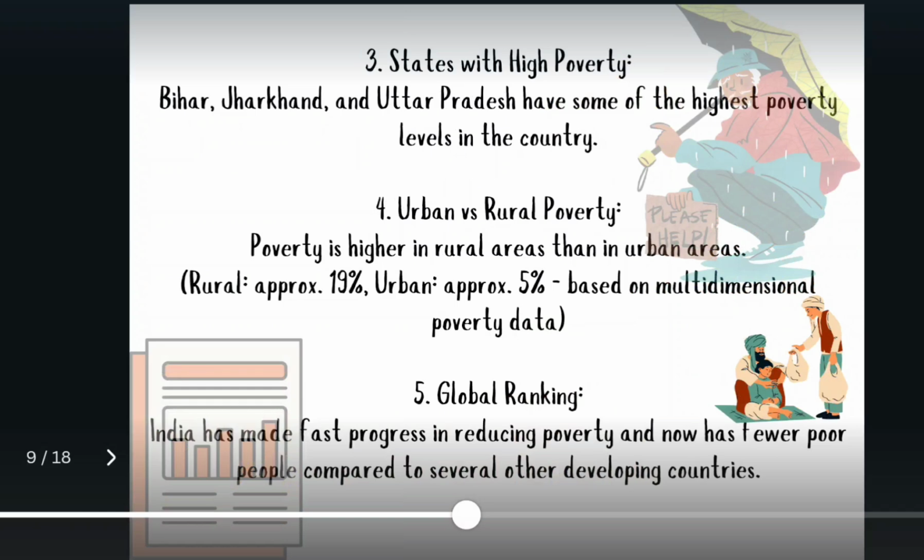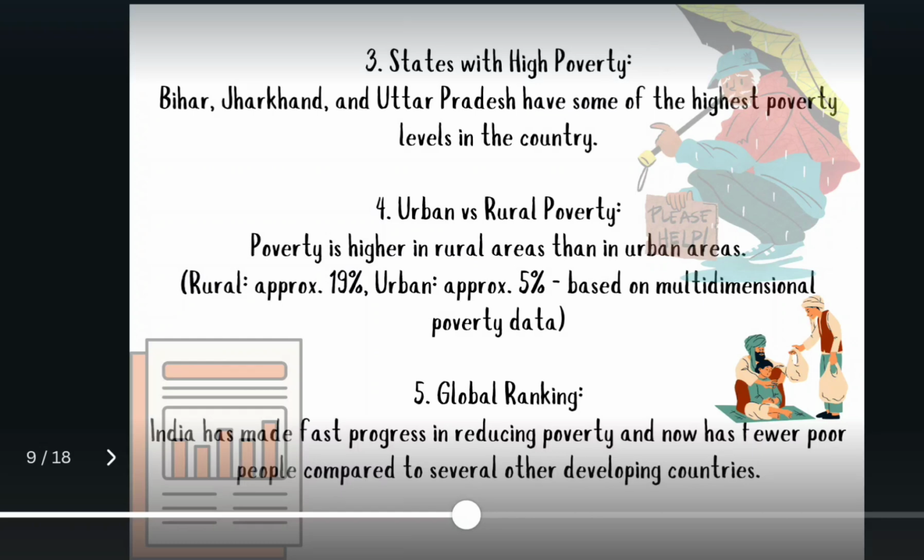States with high poverty. Now, Bihar, Jharkhand, and Uttar Pradesh have some of the highest poverty levels in the country. Urban versus rural poverty. Poverty is higher in rural areas than in urban areas because most urban areas have developed structures, people who are well to do with jobs and houses and basic necessities, right? Global ranking. India has made fast progress in reducing poverty and now has fewer poor people compared to several other developing countries.